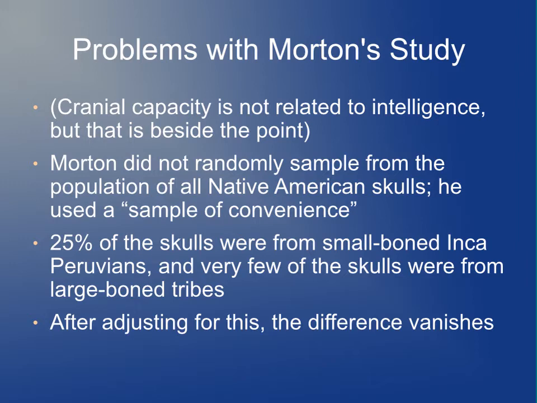But aside from that, if we wanted to show racial differences in cranial capacity, there are statistical problems with Morton's study. He didn't sample from the population of all Native American skulls. He just used a convenient sample of whatever skulls he could get his hands on. A high percentage of the skulls were from small-boned Incas in Peru, and there were very few skulls from comparatively larger-boned tribes. In the 20th century, Stephen Jay Gould reanalyzed Morton's data and controlled for the fact that he oversampled from a population of Native Americans with smaller skulls. Once he corrected for that, the difference that had been observed completely vanished.